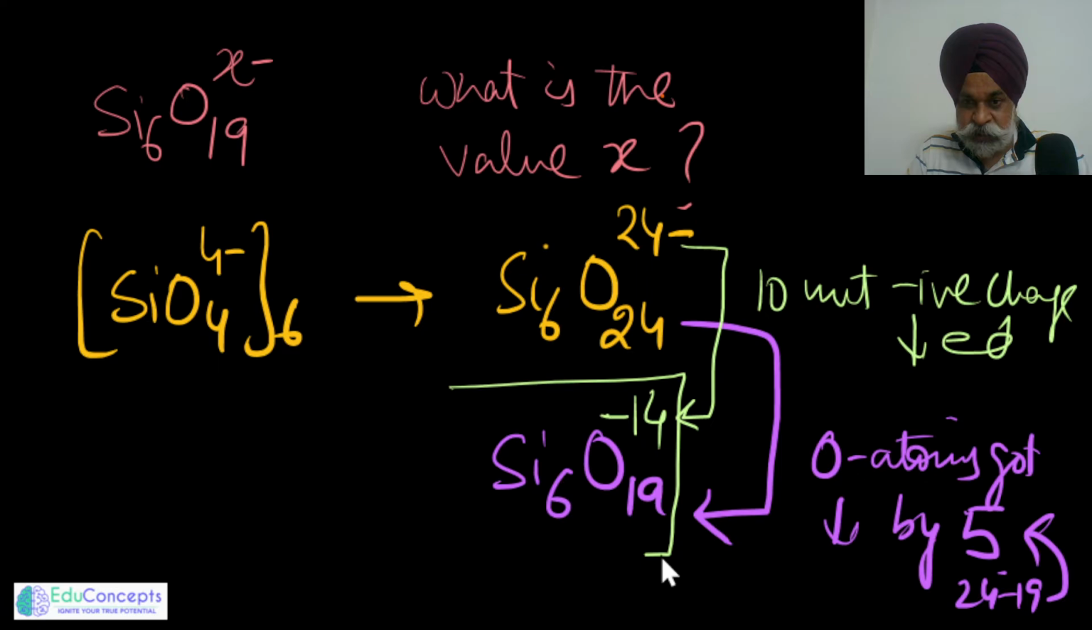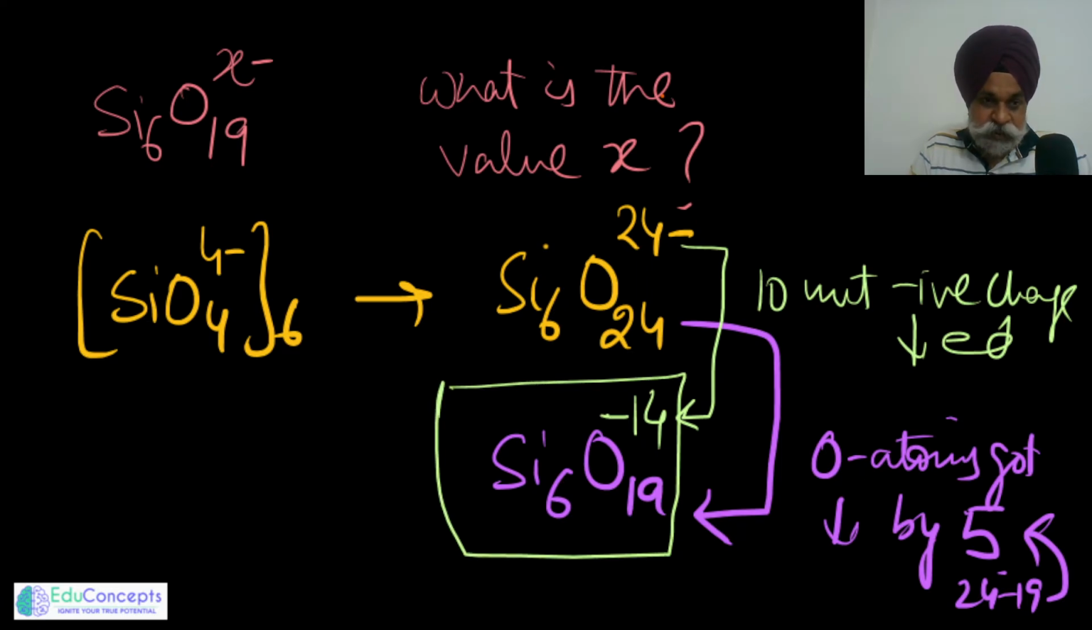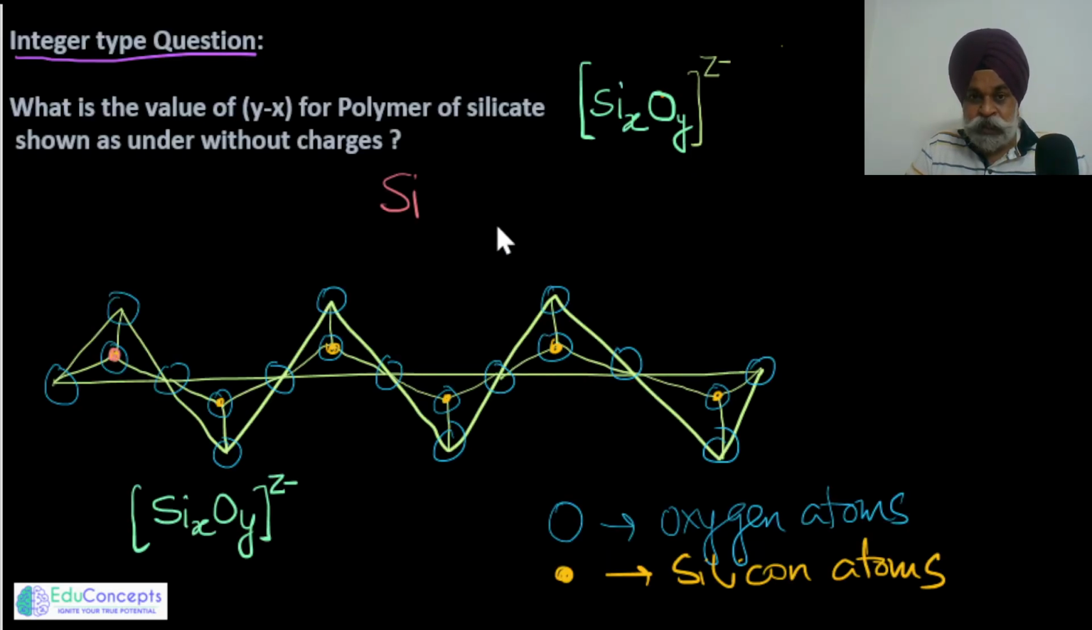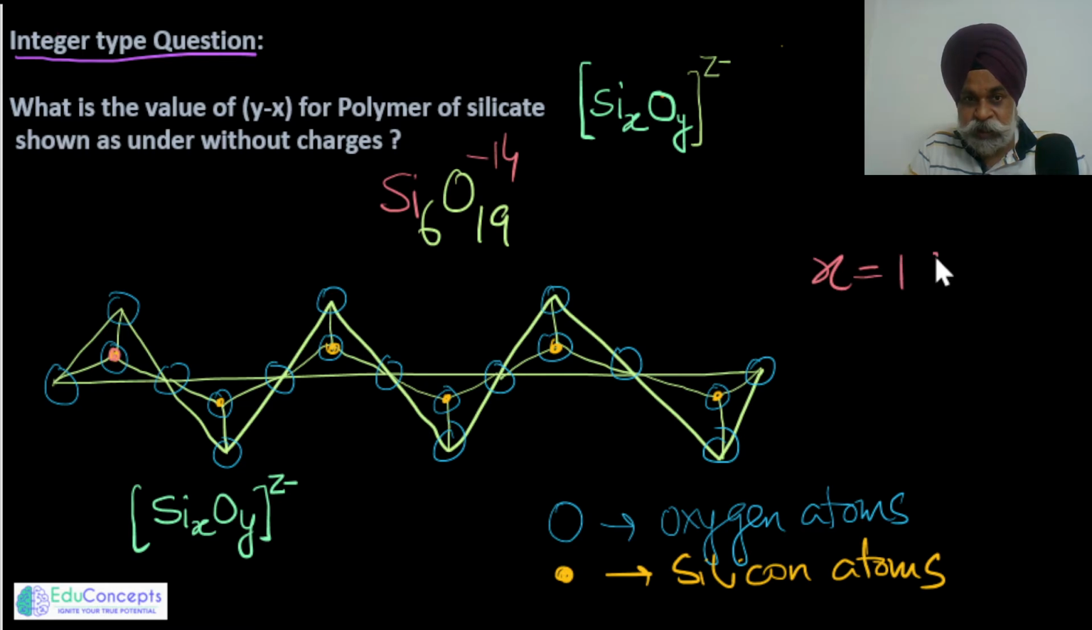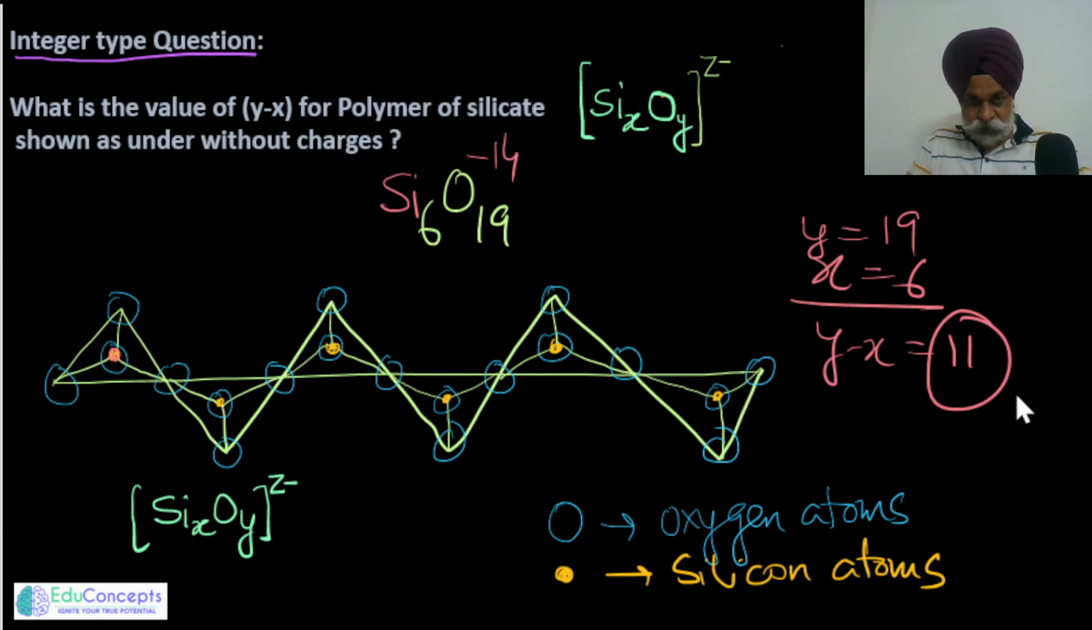So this is another way you may be asked in the paper. So the question had been simple. What basically do we get here is Si6, O19 and Z is minus 14. So what shall be the answer? X is 6 and Y is 19. So Y minus X then happens to come out to be 11. So the answer to this question would be 11.